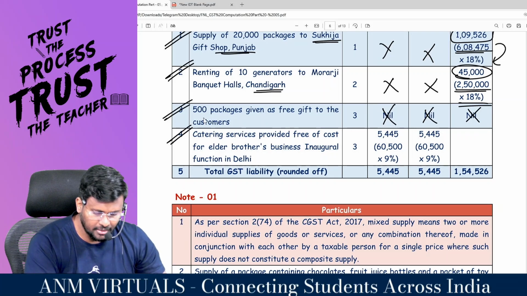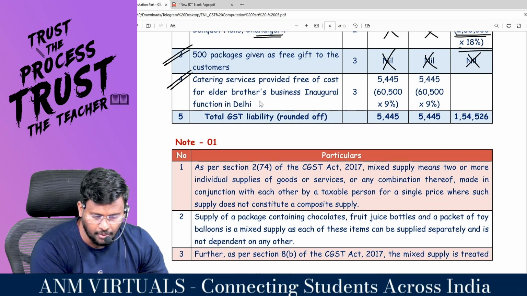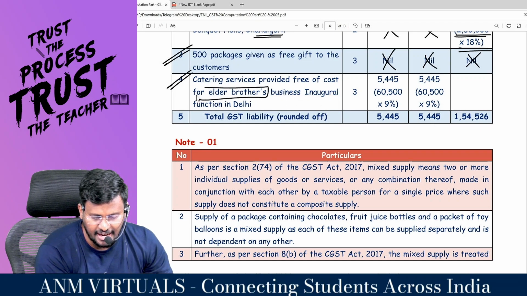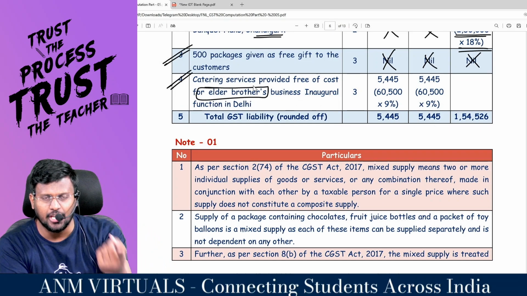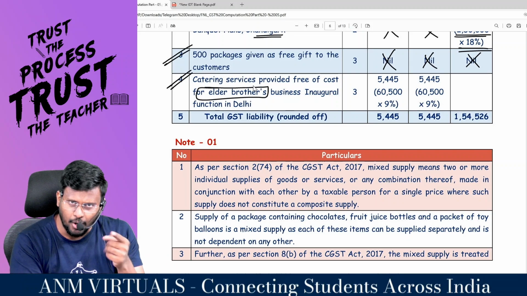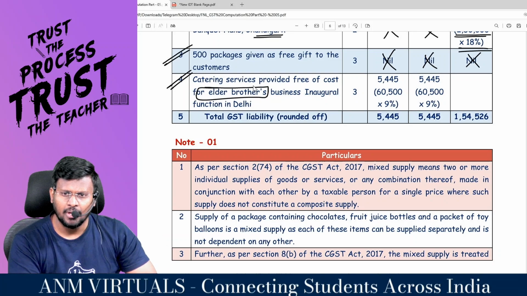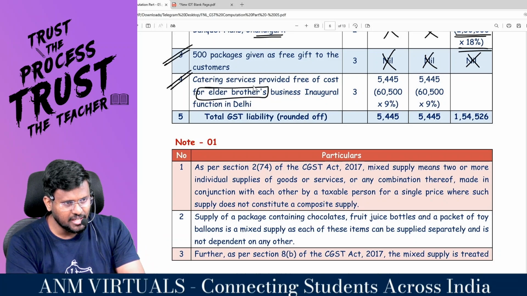Comfortable? Catering services provided free of cost for elder brother's business inaugural function in Delhi. Since the elder brother, and the last point specifically mentions that they are dependent, they form part of the family definition. Since they form part of the family definition, members of the same family are relatives. Since they are relatives, there is no consideration.